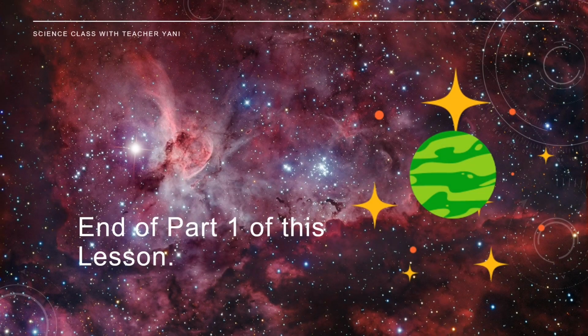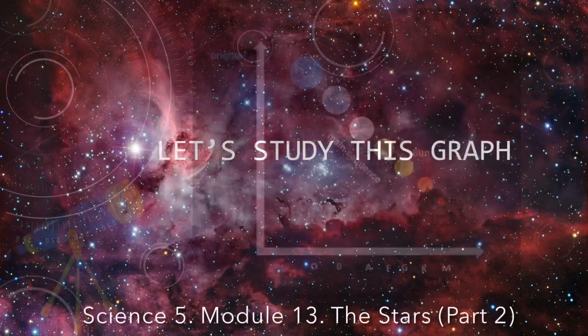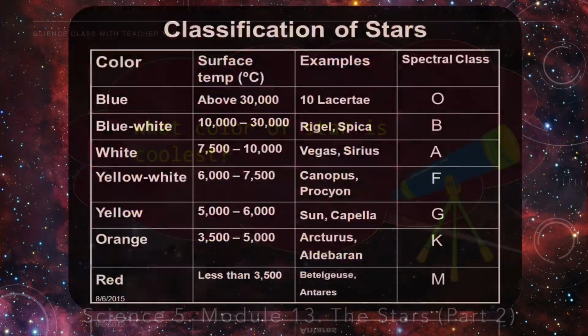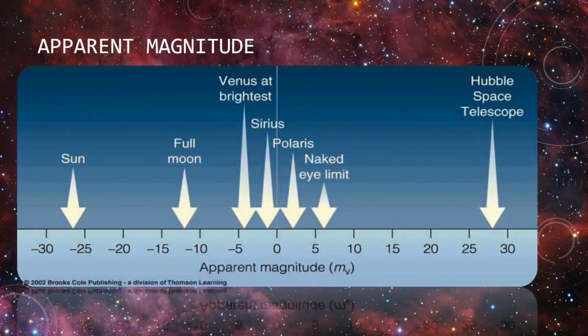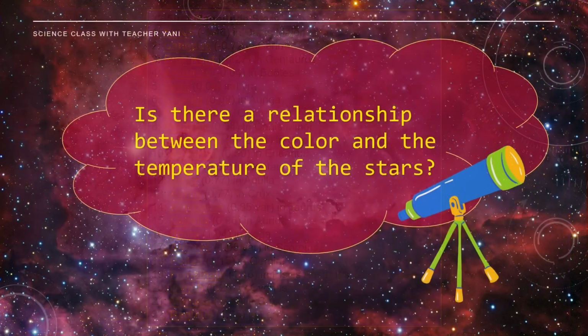That's the end of the first part of this lesson. Watch for the continuation of this video for the discussion of how stars differ in size, color, temperature, and brightness.